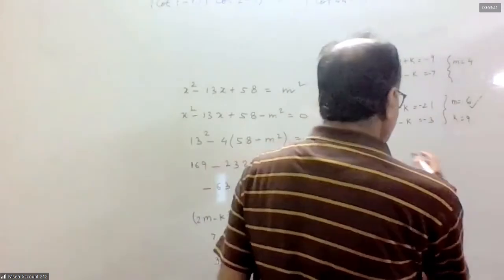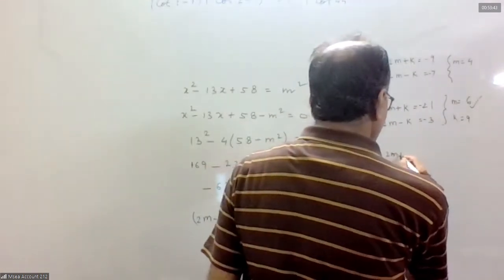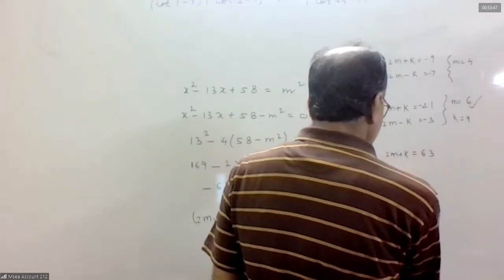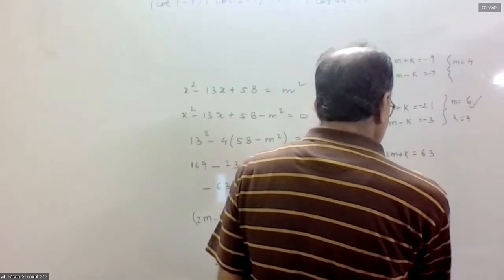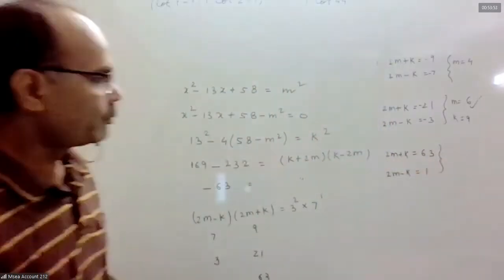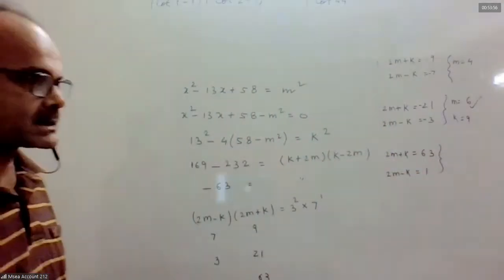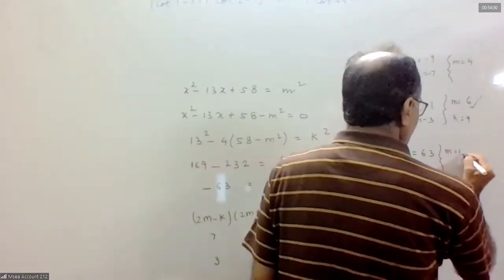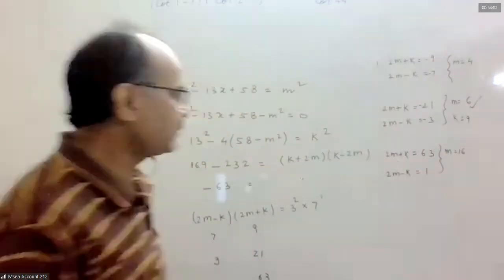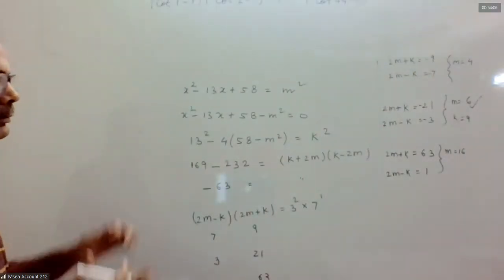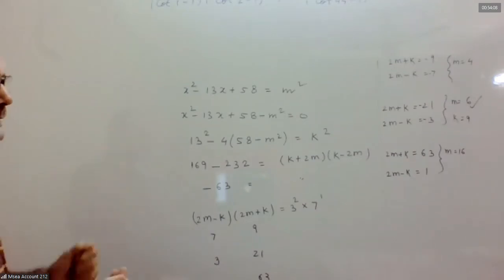2m plus k equals 63. 2m minus k equals 1. 4m is 64, m is 16. M 16, automatically k will be integer. Reverse, minus 16.